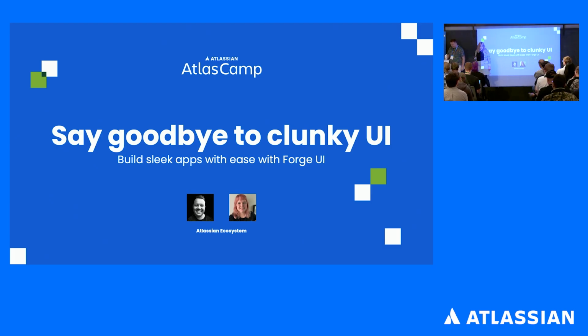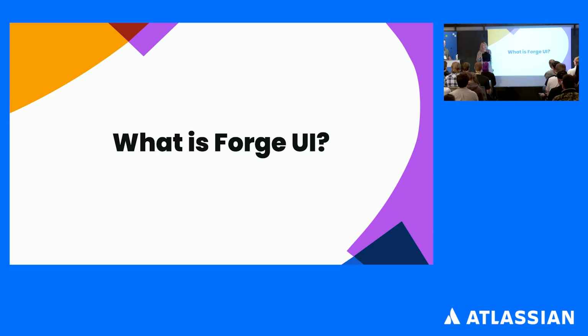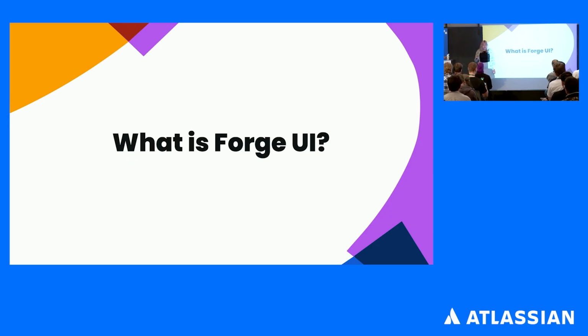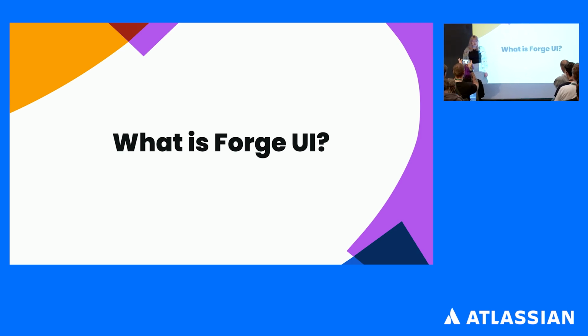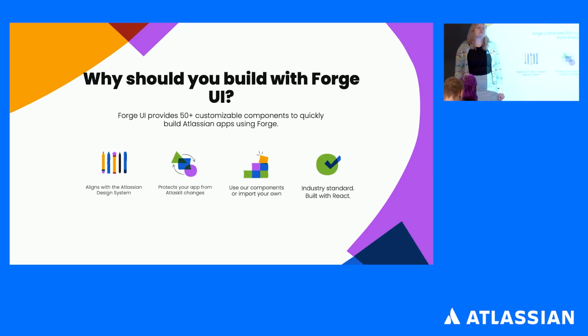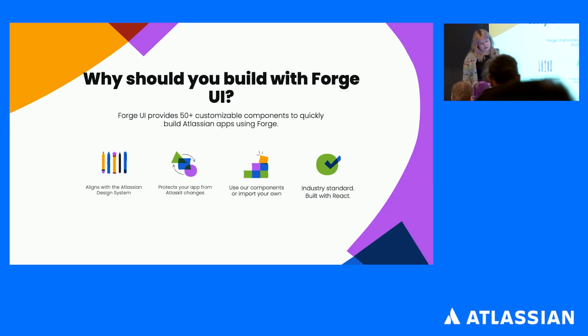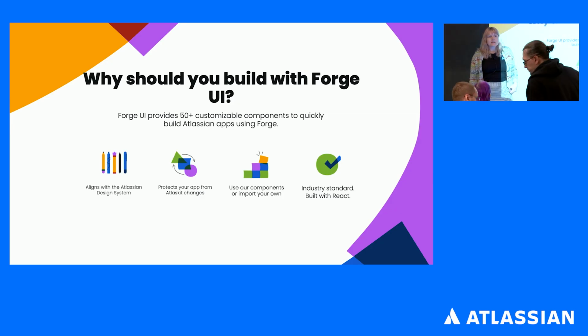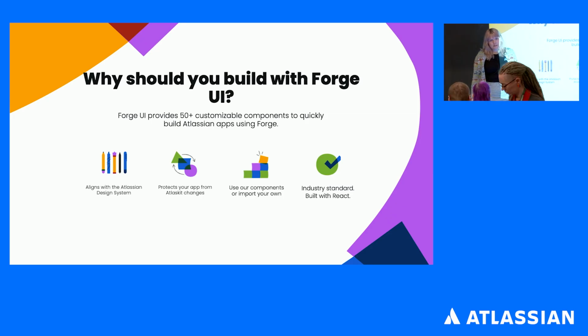Cool. All right, so what is Forge UI? It sounds like most of you are familiar with it. So Forge UI, also known as UIKit, is a component framework that allows you to build amazing apps using Forge that look and feel like Atlassian products. And there are 4 big reasons why we think that you should be building with Forge UI rather than something like custom UI. So the first thing is the alignment with the Atlassian design system. So all 50 plus components within UIKit or Forge UI align with the Atlassian design guidelines to give you great looking UIs with minimal effort.